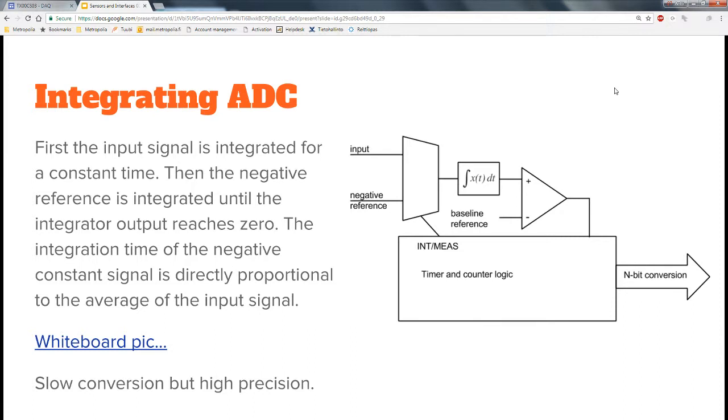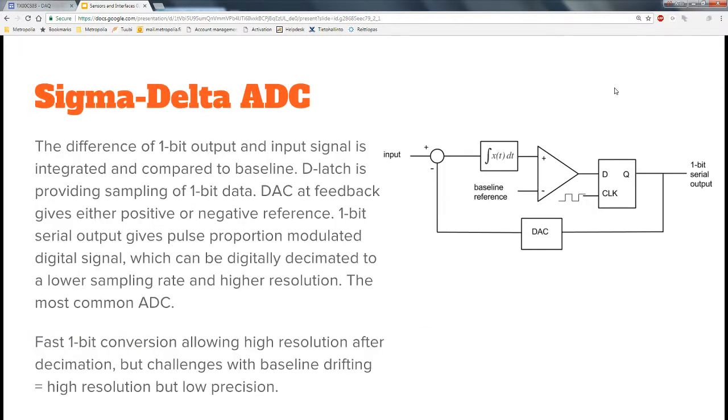So you can see all kinds of noise there. Of course, it's a good thing. Okay, that was the integrating. So if you need very high precision with lots of bits and you have time to do the conversion, then that's your choice.